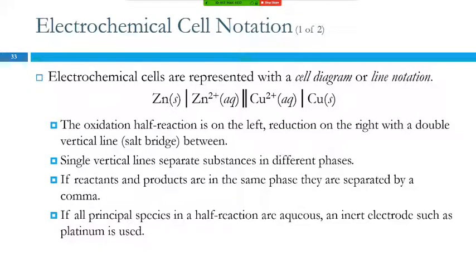If we have multiple species that are in the same phase, they'd be separated by commas instead of lines. Sometimes all the principal species in the half reaction are aqueous. There isn't a solid. So then what we use is an inert metal such as platinum. The platinum is not going to react with anything, but it's going to allow the electrons to get where they need to go.